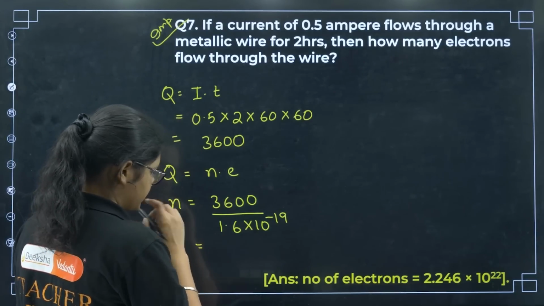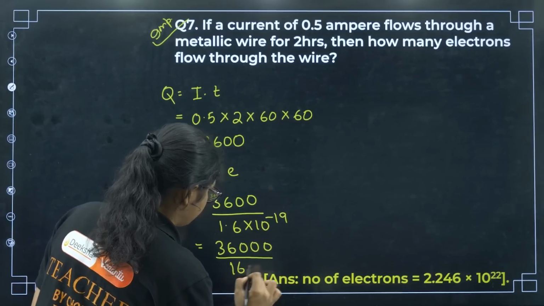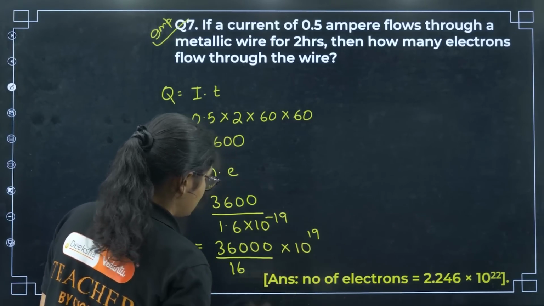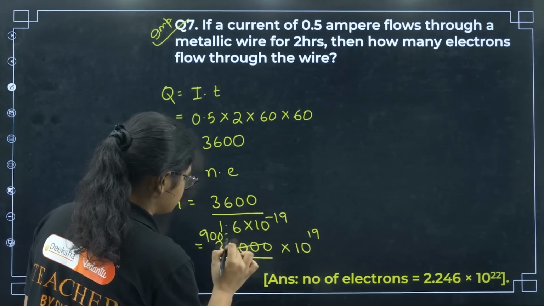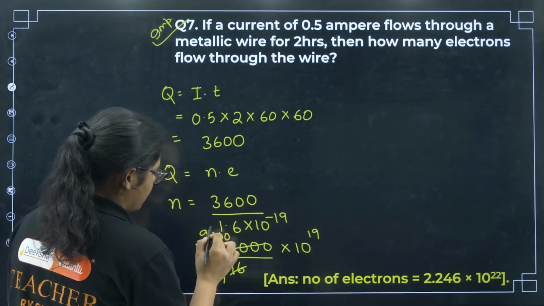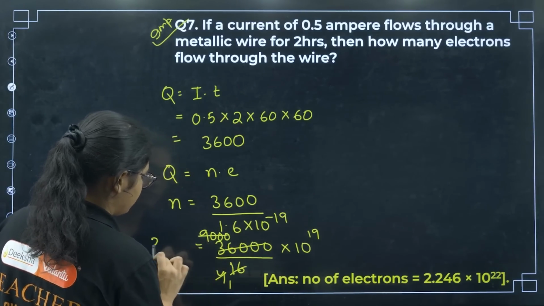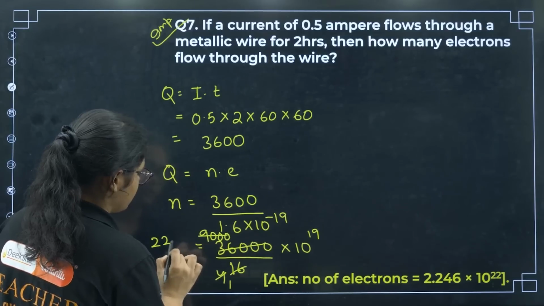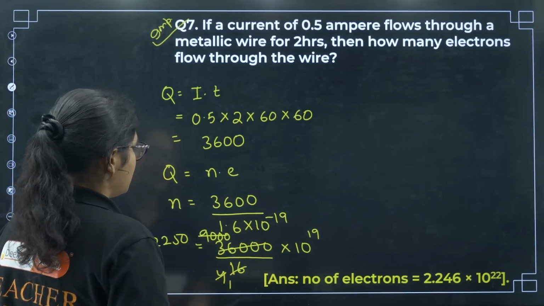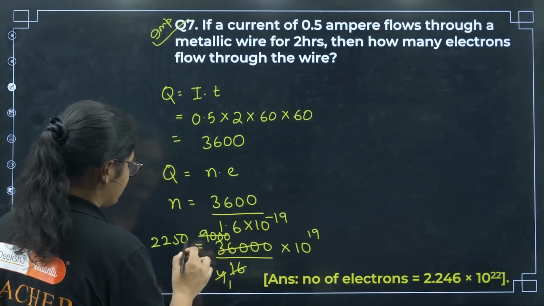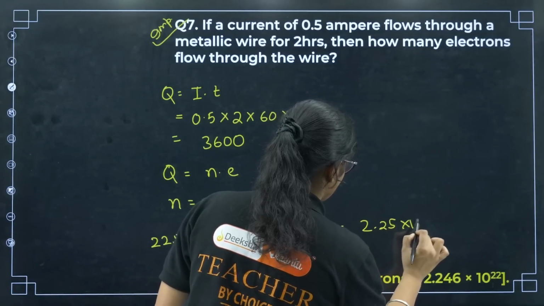I can do some of it by hand. I can write it like this, divided by 16 into 10 to the power of 19. So 4 4s are 4 9s are 9000. Then I can divide it by 4: 4 2s are 8, 1. Again 4 2s are 8, 2250 into 10 to the power of 19. Then I can write it as 19, 20, 21, 22. So I'll get 2.25 into 10 to the power of 22.